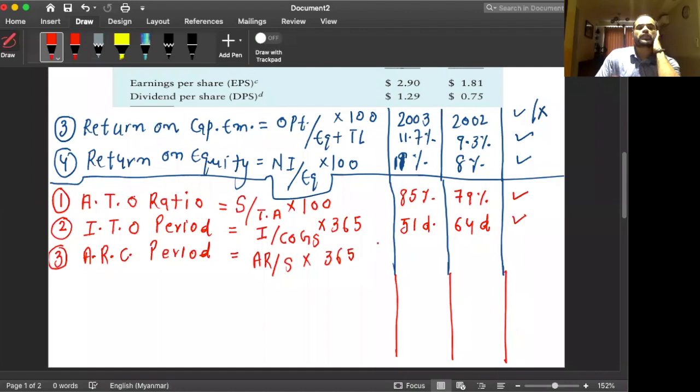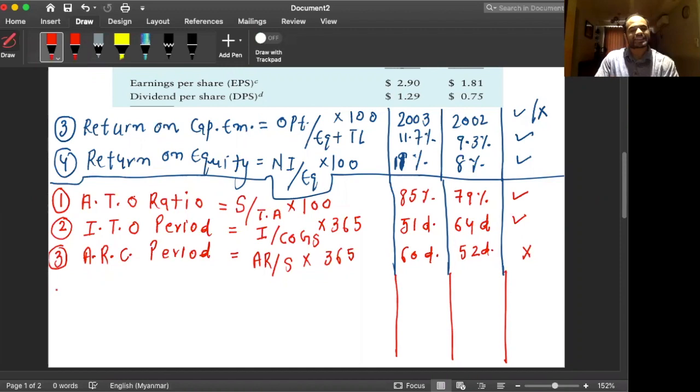So for 2003, it's 60 days, and 2002, it's 52 days. Is it good or bad? Yes, it's bad, all right? Because compared to last year, this year our accounts receivable is taking 8 days extra, so like 1 week extra.